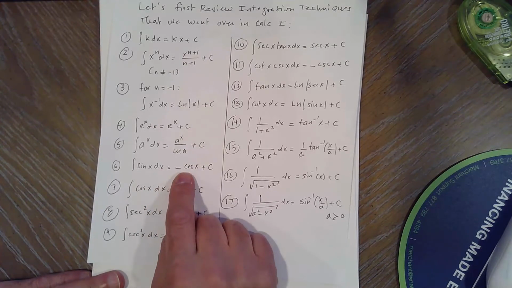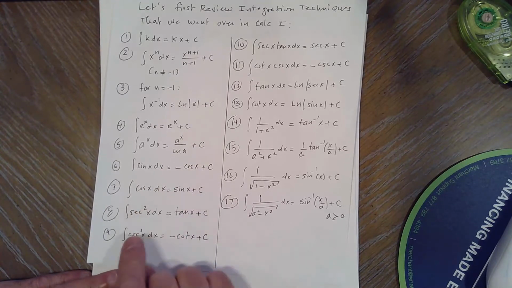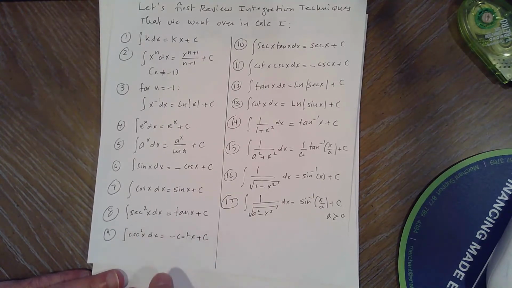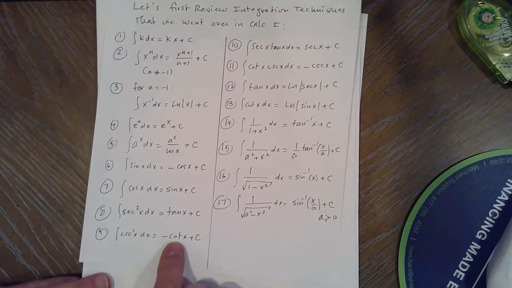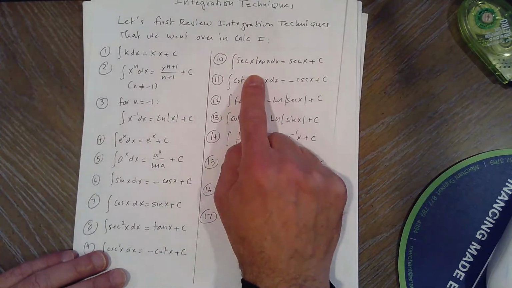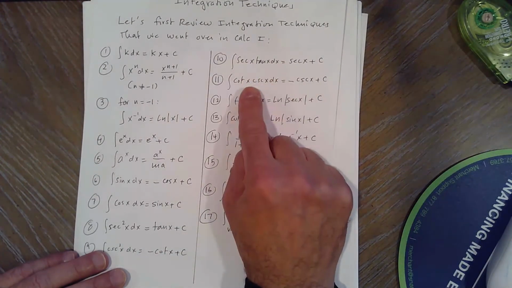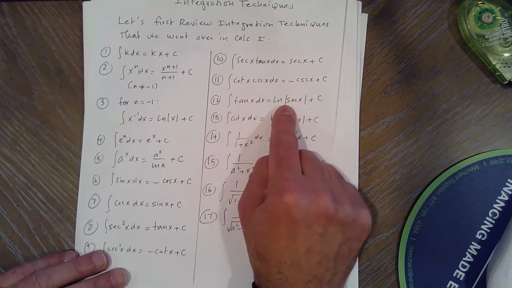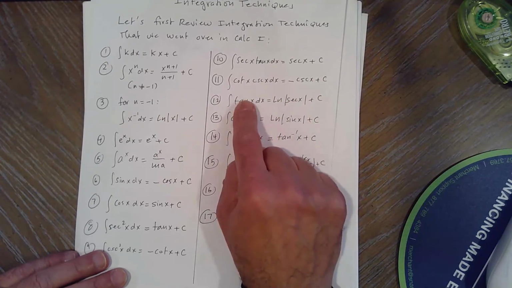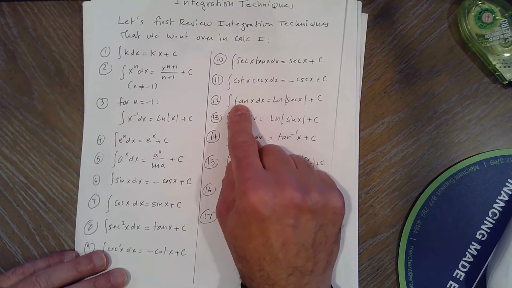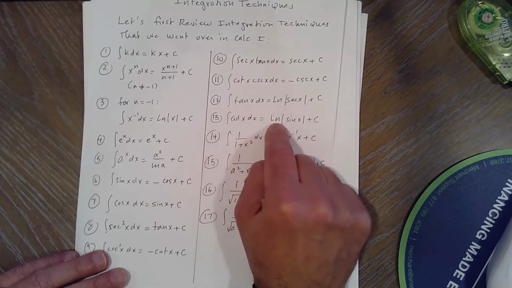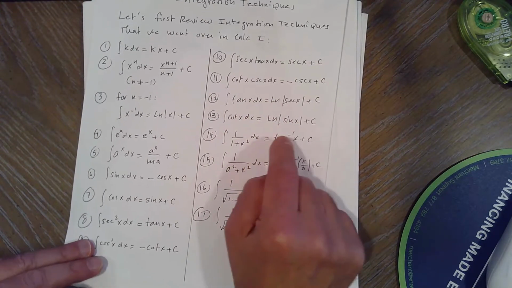Integral of sine is negative cosine. Cosine is sine. Secant squared is tangent, because the derivative of tangent is secant squared. Cosecant squared is negative cotangent. Integral of secant tangent is secant. Cotangent cosecant is negative cosecant. And tangent is ln of absolute value of secant. Again, you can easily see this because tangent is sine over cosine, and then you can do substitution, u equals cosine, and it's going to give you that. Cotangent is ln of absolute value of sine.